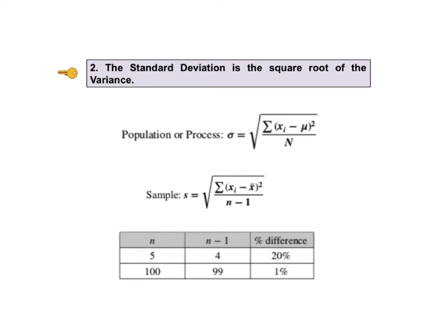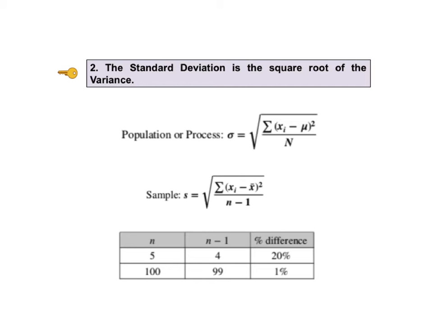Which brings us to KTU number 2. The standard deviation is the square root of the variance. In the numerators of both these formulas for standard deviation, we have the sum of the squared differences, or squared deviations, from the mean. But the denominators are different. The population standard deviation divides by the population size, uppercase N, but the sample standard deviation divides by the sample size, lowercase n minus 1.